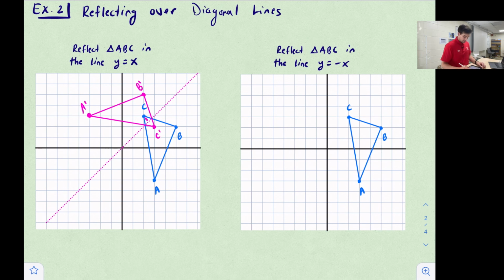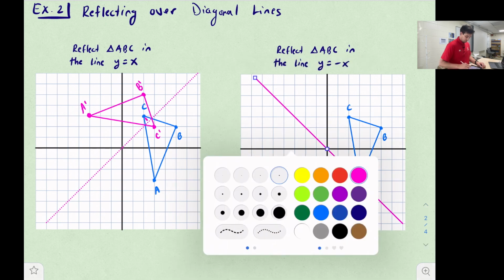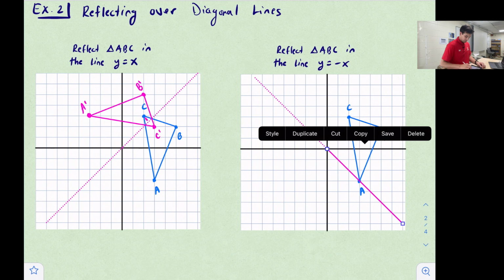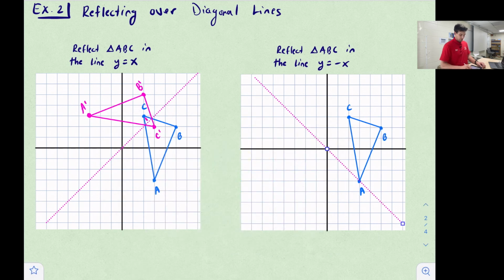Okay, and now for y equals negative x. So we're just going to go in the opposite direction here. So now our slope is -1, but we still go through the origin because our y-intercept is still 0. So we make these dashed lines, and now we're going to reflect these points. So notice A is on the line of reflection, so it's not even going to move. So that's still going to be A prime.